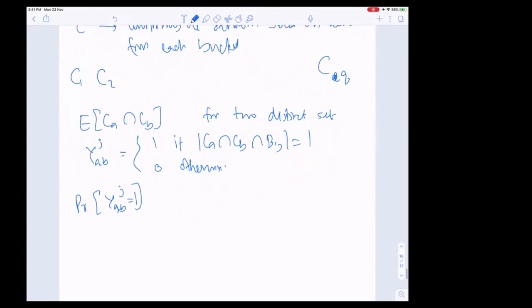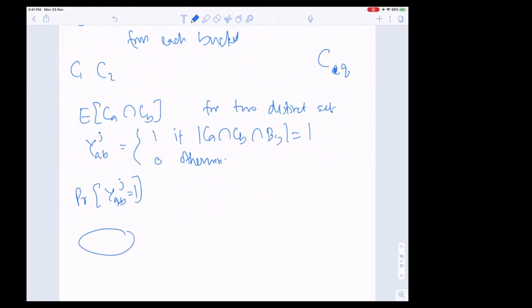Well, I have a bucket bj. Now, the first set can pick any of these elements, so the probability is 1 over 100, and the second set picks the same element, so that is also 1 over 100. But it could be any of these elements, so you have to multiply by 100. So this is like 1 over 100.